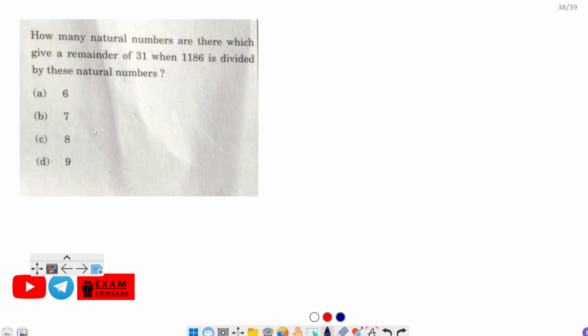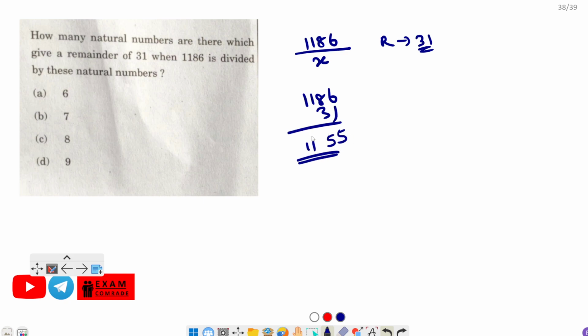How many natural numbers are there which give a remainder 31 when 1186 is divided by these natural numbers? Okay, we have to divide 1186 by x and we should get a remainder of 31, right? We'll remove the remainder 31 from this, so this should be divisible by x. So we'll find the number of factors of 1155.